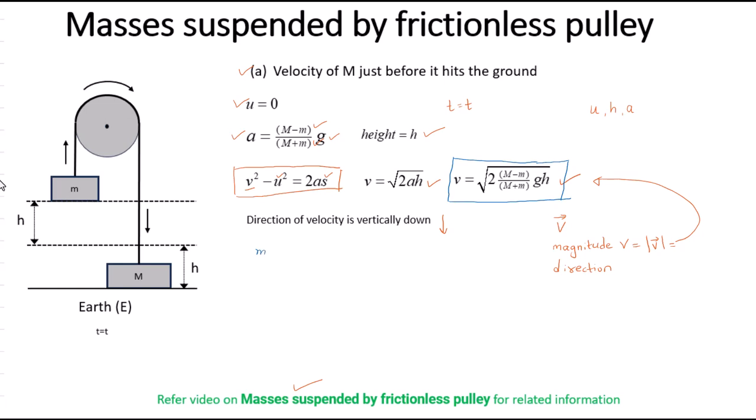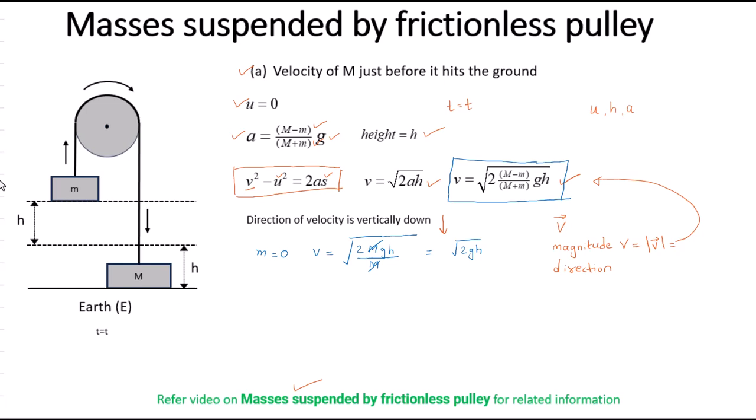Let's consider in this expression for velocity, if I put the smaller mass m equal to 0. What does it lead to? The velocity will be equal to the square root of 2M, and m is 0, so I can write it as gh over M plus m, so again this will become M. So these two will cancel, and therefore I will get the square root of 2gh. And this seems to be a very familiar expression.